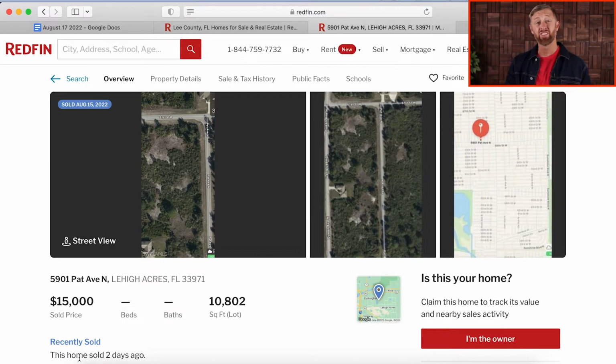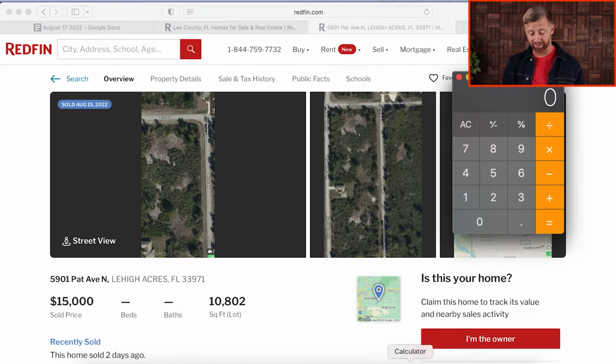It's not actually a home because it's vacant raw land, but it's 10,802 square foot. I'm going to pull out the calculator here, and if you take $15,000 and divide that by 10,802 square foot, it's actually $1.38 per square foot. So how do we figure out if our math is correct? We take $1.38 and multiply it by 10,802 square feet. That gives us a sales price of about $14,906. It's give or take a little bit, because we can always round up, but let's keep going.